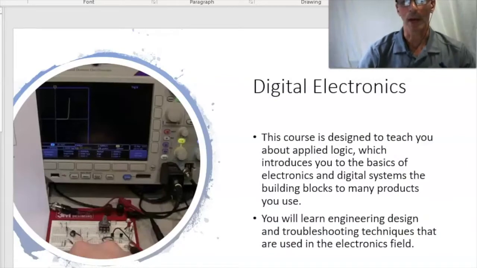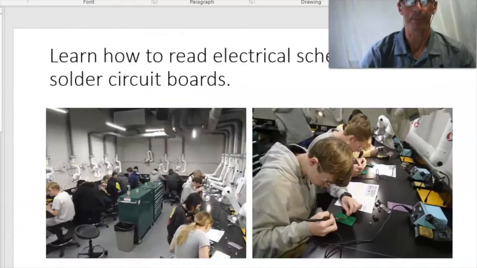So digital electronics is a course designed to teach you basically applied logic. It introduces you to the basic systems of electronics and digital systems, and those are building blocks for many of the products that we use today in our world. You're going to learn about engineering design, troubleshooting techniques that are used in this field. Here you see a student working with an oscilloscope on a breadboard to test out a function on that.